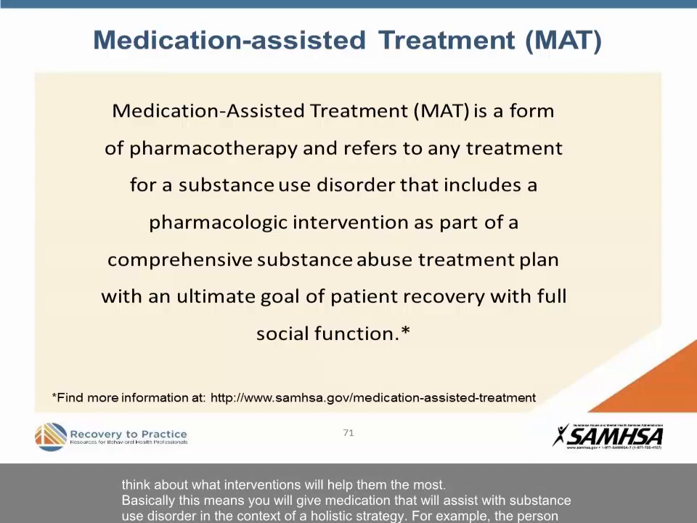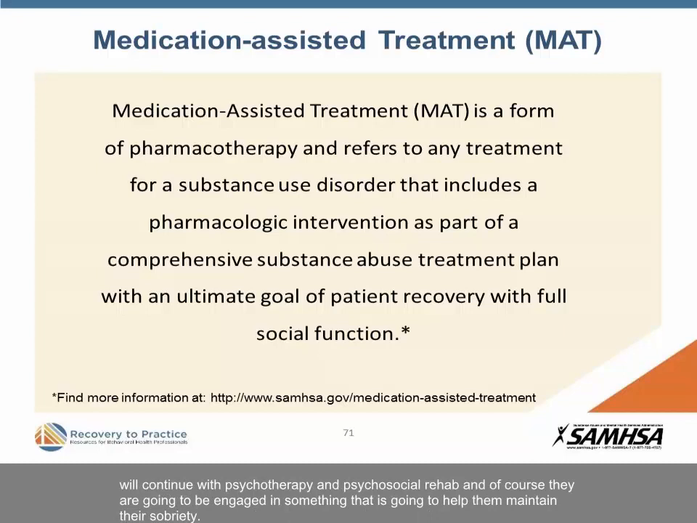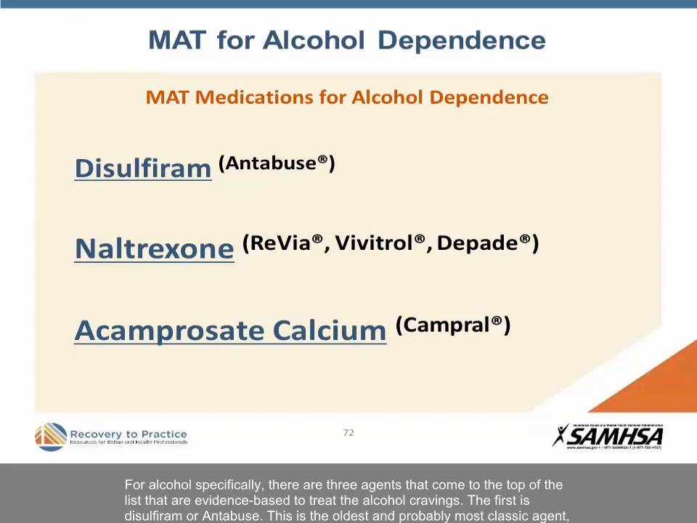For medication-assisted treatment, it basically means that you're going to give something that's a medication to assist with the substance use disorder in the context of a more holistic strategy that's integrated into other treatment efforts. For example, the person's going to continue with psychotherapy and psychosocial rehab, and of course they're going to be engaged in something that's going to encourage them to maintain their sobriety. For alcohol specifically, there are 3 agents that come to the top of the list as being evidence-based to treat the alcohol cravings and disorder.